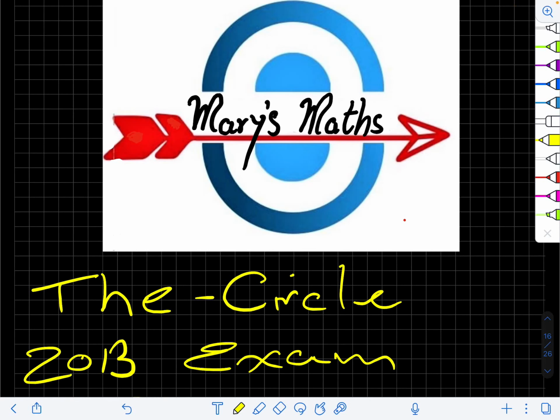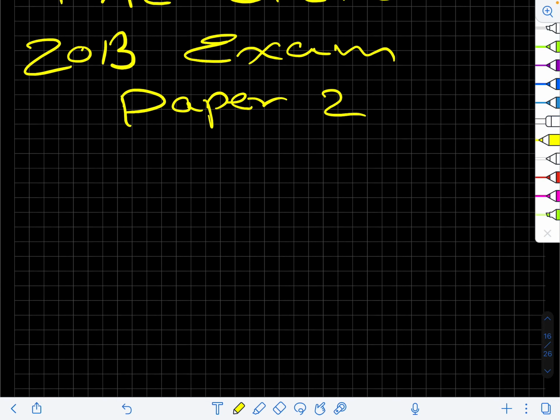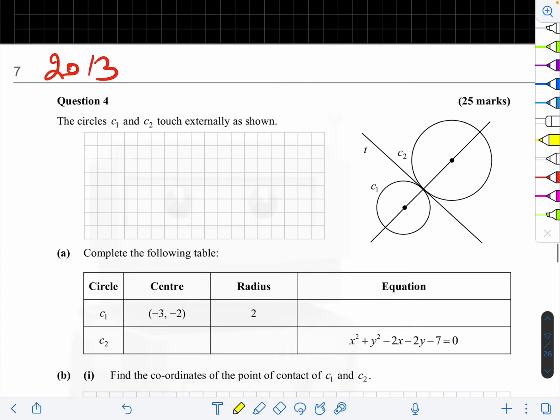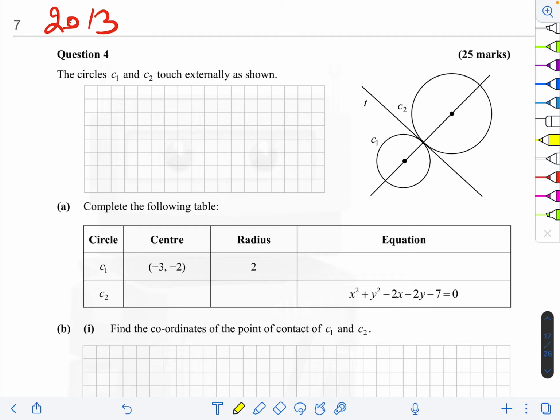Hi everybody, today we're going to go through paper 2013, a question from paper 2 regarding the circle. Here's the question, giving us two circles, C1 and C2, as we can see in the picture, and they're giving us a table to fill where we have the center, the radius, and the equation. So for the first one, C1 is the bottom circle. We know the center is minus 3, minus 2, the radius is 2, and they want the equation.